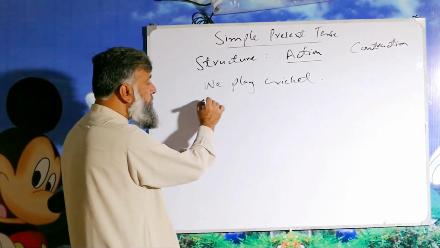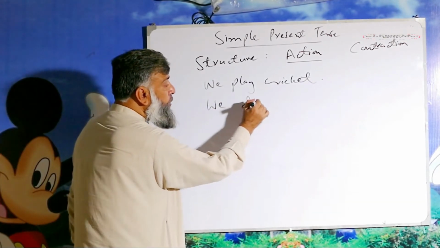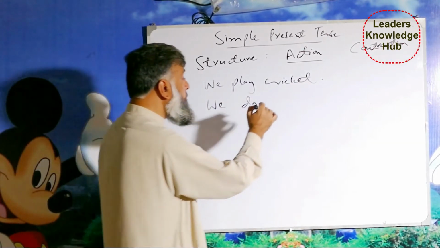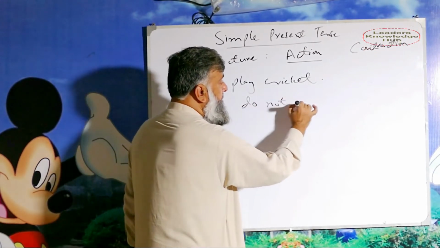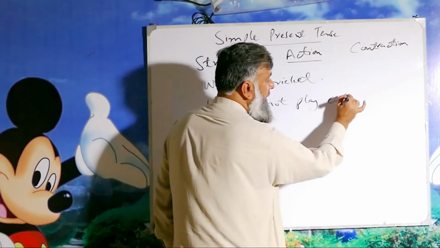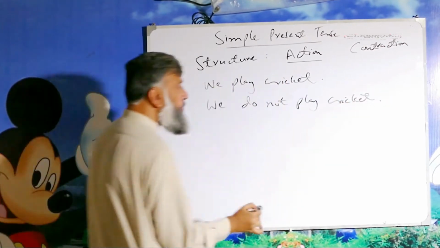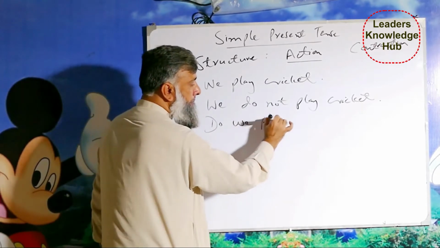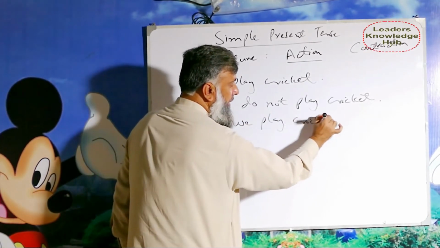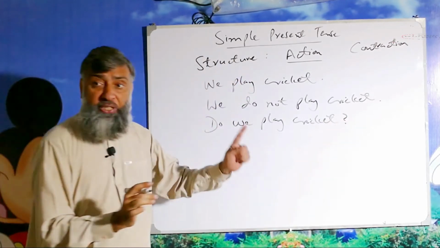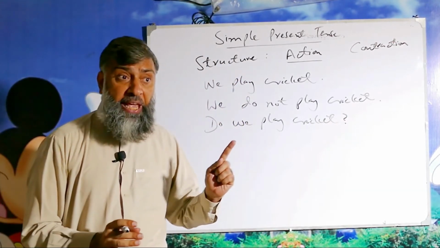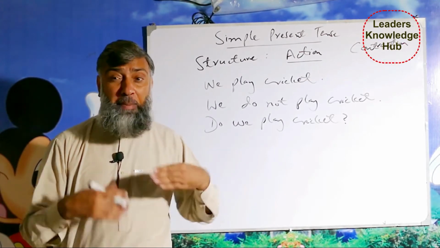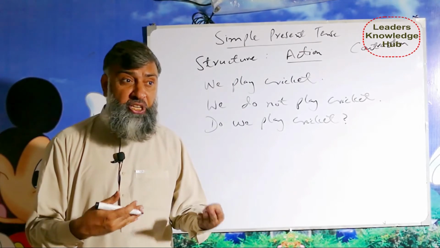In order to change this into negative, I have told you that with I, we, you, they, and plural, you need to use do. We do not play cricket. In order to make an interrogative sentence, do we play cricket, and question mark. Keep this in your mind that punctuations play an important role, specifically when you are writing academic writing. In academic writing, punctuations are very important.